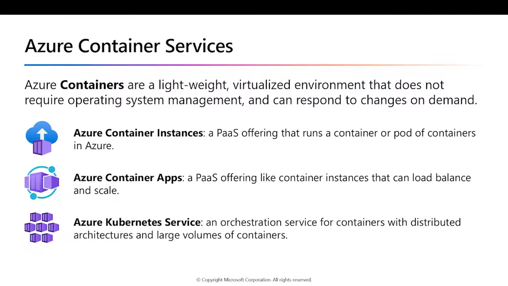Azure Kubernetes Service, or AKS, is an orchestration service for containers designed for distributed architectures and large volumes of containers. AKS simplifies the deployment, management, and operations of Kubernetes clusters, providing automated updates, monitoring, and scaling to ensure your containerized applications run smoothly and efficiently within the AKS cluster.